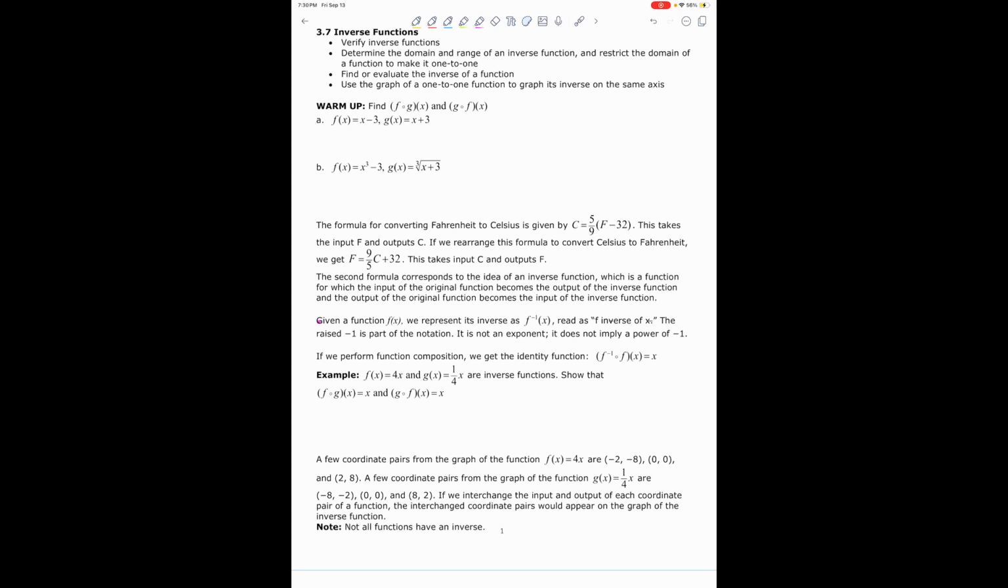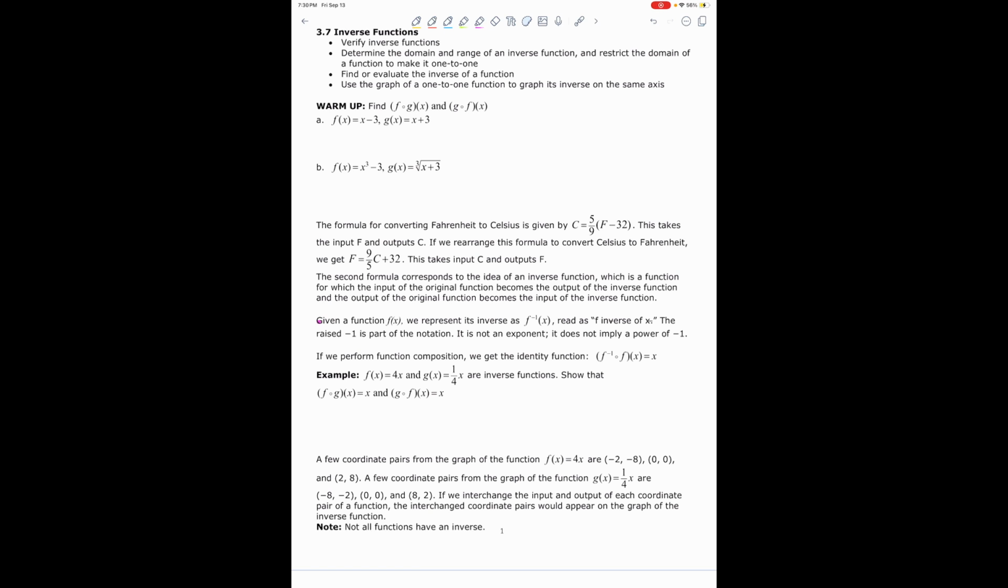Section 3.7, Inverse Functions. In this section, we're going to verify inverse functions, determine the domain and range of an inverse function, and restrict the domain of a function to make it a one-to-one function. Find or evaluate the inverse of a function. Use the graph of a one-to-one function to graph its inverse on the same axis.